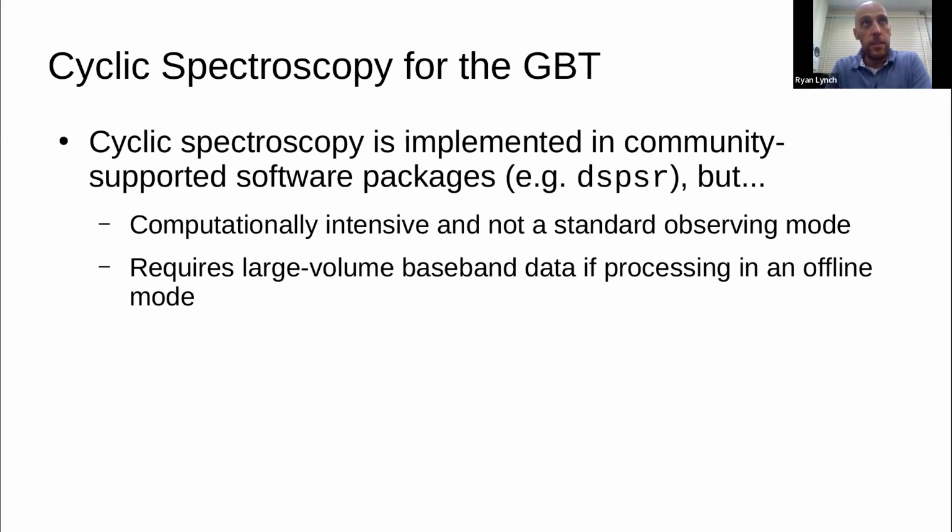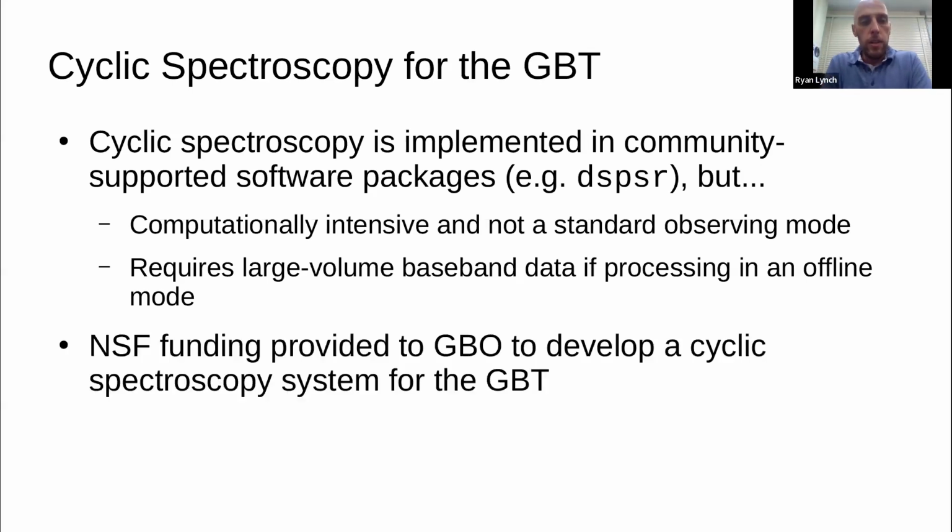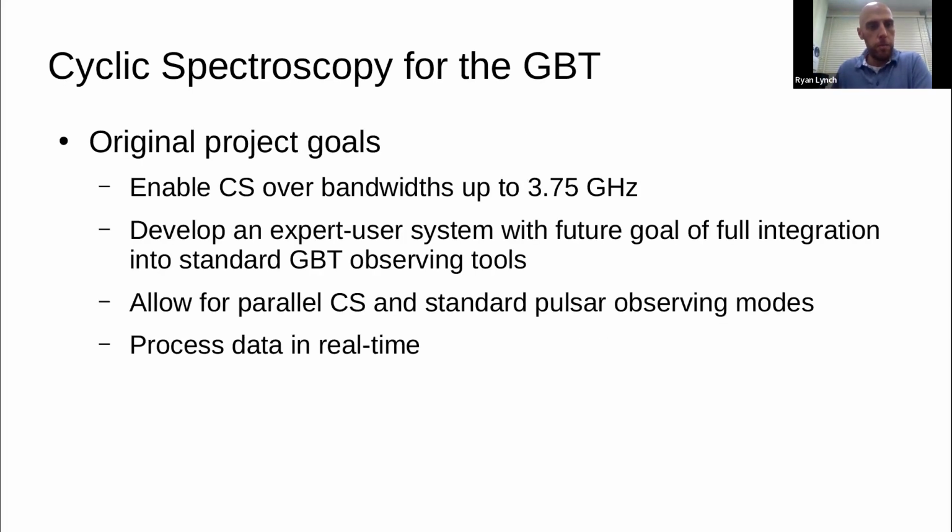And if you want to process the data in an offline format, then it requires that you record large volumes of baseband data, or reduce your bandwidth to very narrow bandwidths in order to keep that data volume more manageable. And so there certainly are results in the literature using cyclic spectroscopy, but our goal here is to develop a cyclic spectroscopy observing system for the GBT that can observe over wide bandwidths and is easy to use and accessible to all astronomers. And so we have an NSF-funded project to do this, and I'm going to talk to you a little more about the status of that and where we're going in the future.